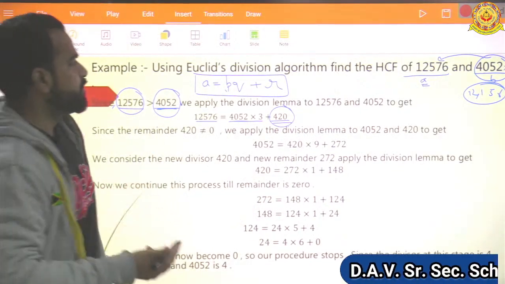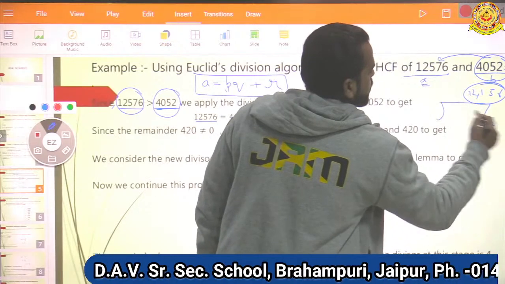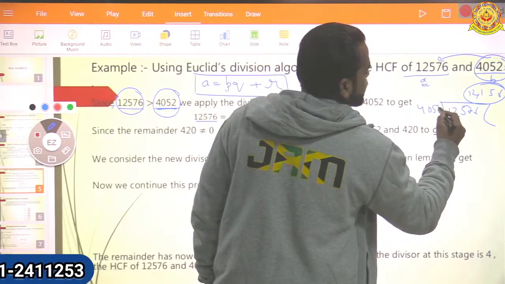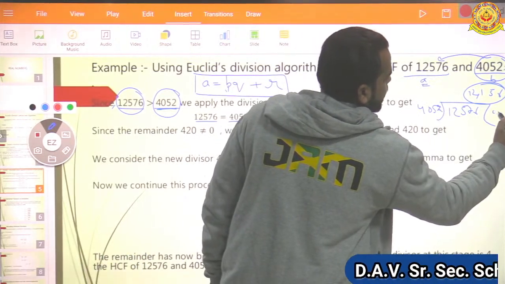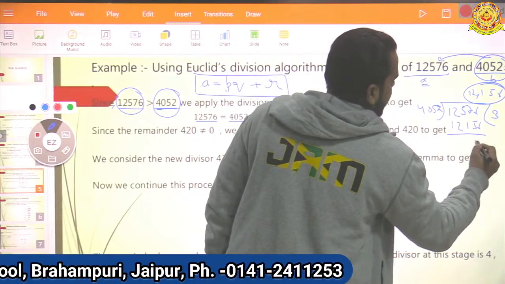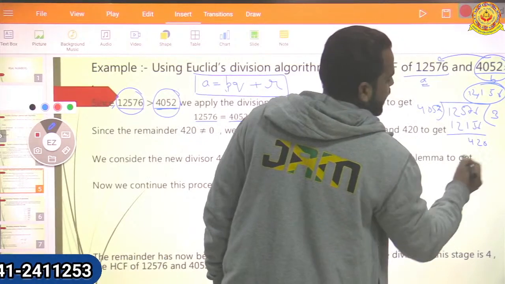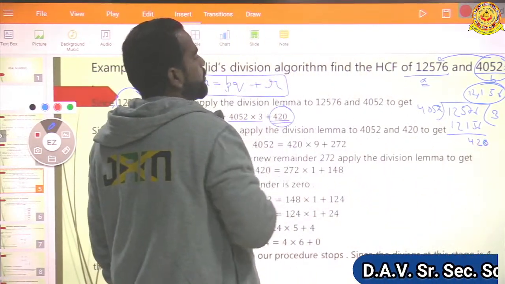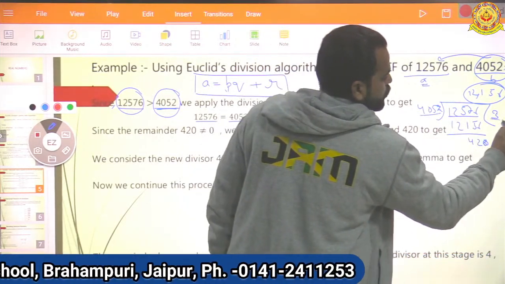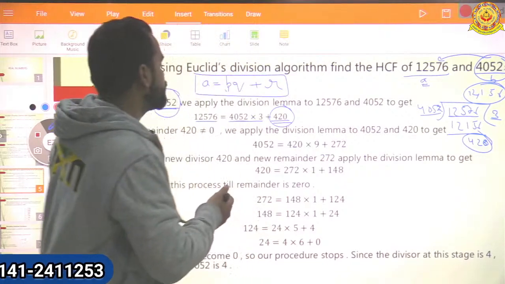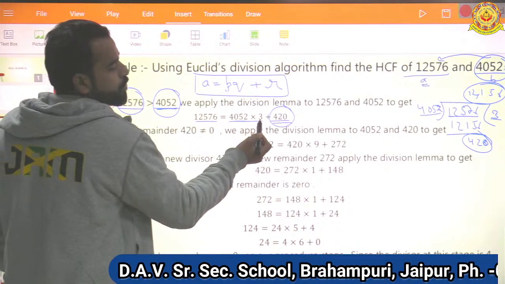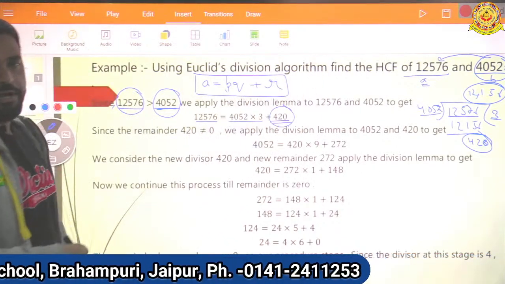All right, we will simply divide it like this: 12,576 divided by 4,052. You will get the quotient 3, which is 12,156, and exactly 420 as the remainder. So how do we write this in the division algorithm? This is your A, which equals B into Q plus the remainder. So here A is equal to B into Q, which is 3, plus the remainder 420.